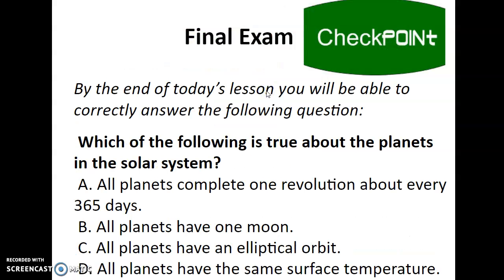So really quickly, let's do a little checkpoint. Which of the following is true about the planets in the solar system? A, all planets complete one revolution about every 365 days. B, all planets have one moon. C, all planets have an elliptical orbit. Or D, all planets have the same surface temperature. Take a few seconds to think about this question.